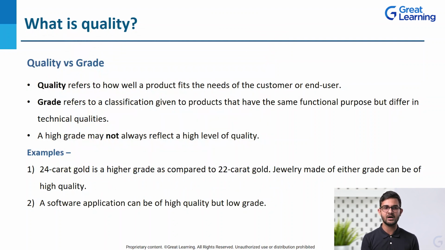Then there are some more examples: a software application can be of high quality but low grade. You must have seen there are so many variations that we get for these software and applications. Sometimes the grade will be higher, but the expectations of the customers won't be met. In that case, we can say that the grade is high, but the quality is low. So these two, quality and grade, can be inversely related. It is not always mandatory that if the grade is high, the quality will be high too.